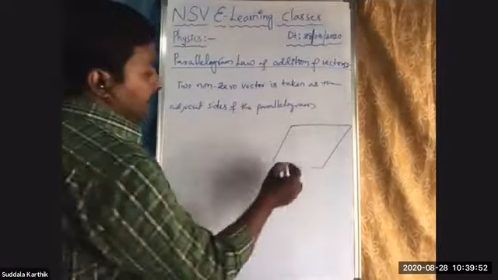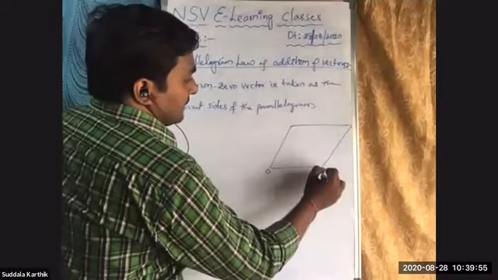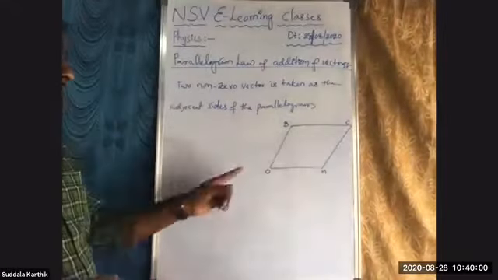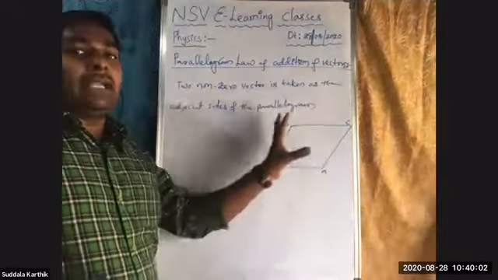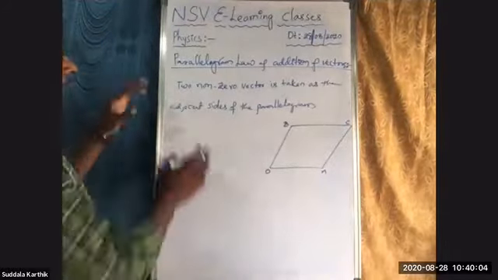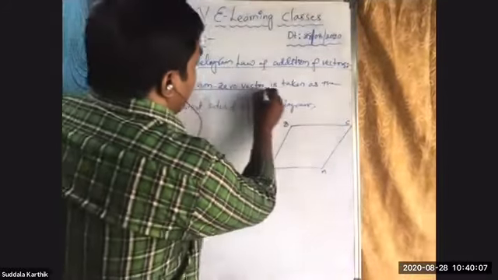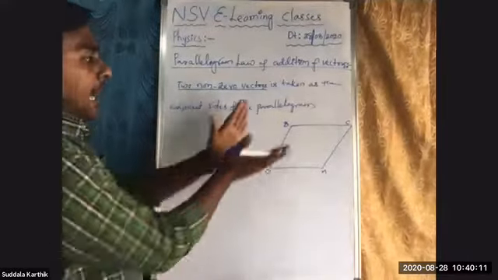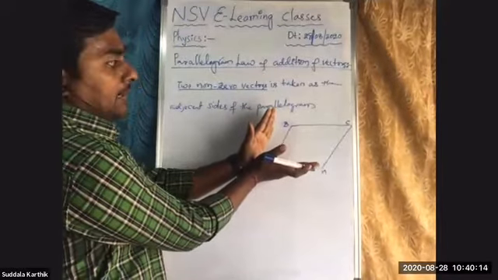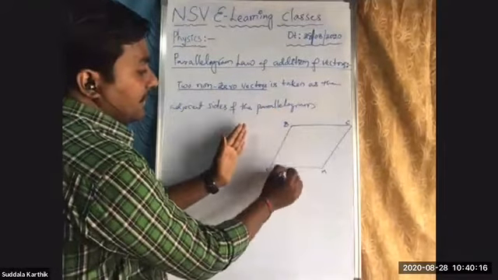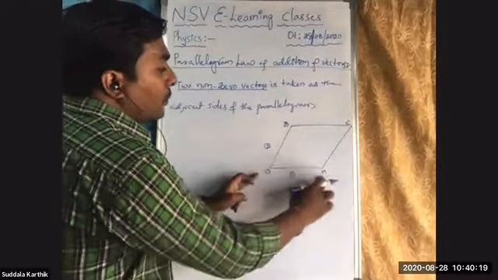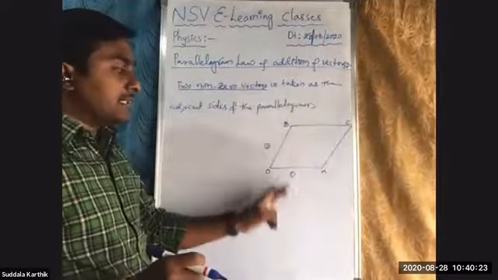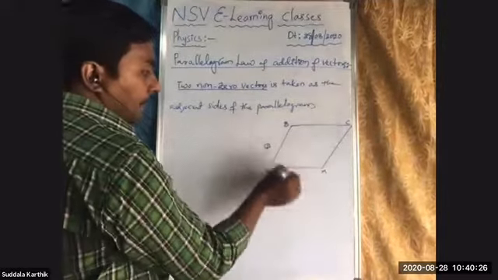So this is O, this is A, this is B, this is C. OABC is the parallelogram I have selected. Two non-zero vectors are treated as adjacent sides of the parallelogram, the first adjacent side and the second adjacent side. That's why I have taken OABC, not in any particular order. OA and OB are my concentration here. So now OA and OB.